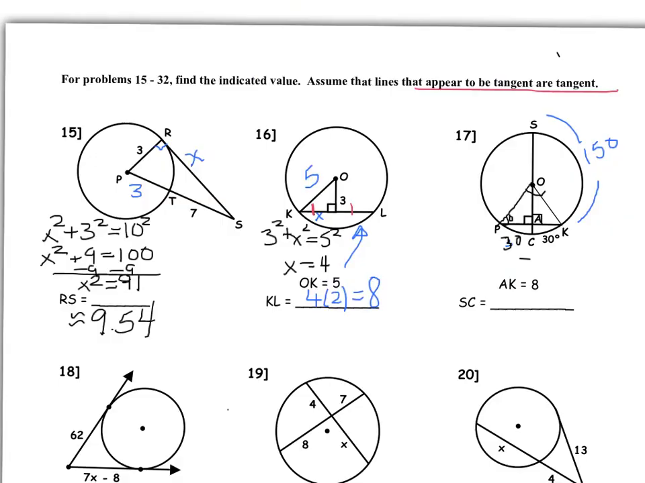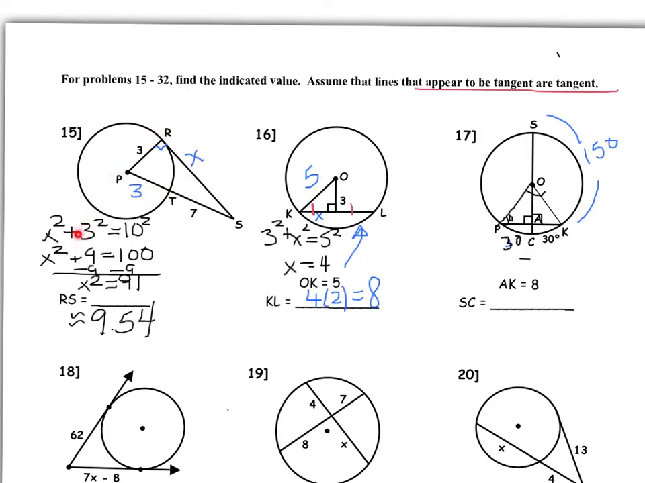All right, so here we go. Question number 15. So question number 15 is pretty straightforward. This is a tangent. Remember it up here, it says, assume that lines that appear to be tangent are tangent. When a tangent line hits a circle, it hits it at a 90-degree angle. So this is a 90-degree angle here. So that means this is a right triangle, and we can actually plug in what we know.